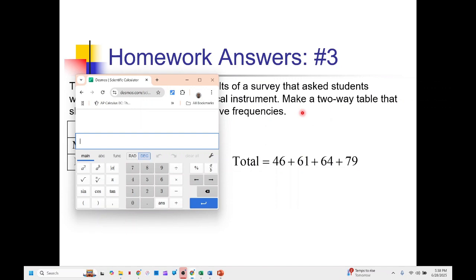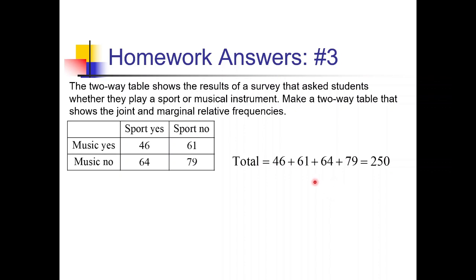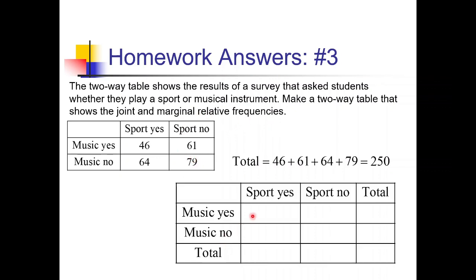Let me go to Desmos for that because I don't want to mess this up. So we got 46, 61, 64, and 79 getting added together. That's a total of 250. Now we're going to divide each of these by 250, and then we'll also figure out the marginal relative frequencies. I've set up another table here, but I've left room along the margins horizontally and vertically to get those marginal ones. For reference, the joint relative frequencies are just the original 4 here, divided by 250, and then we'll add those together to get the marginal frequencies.